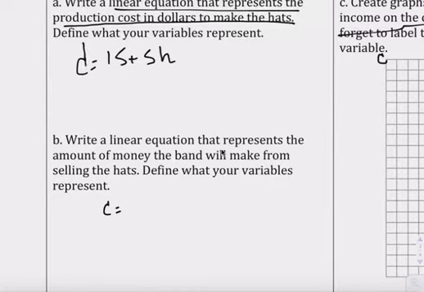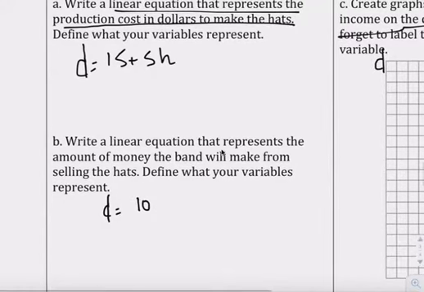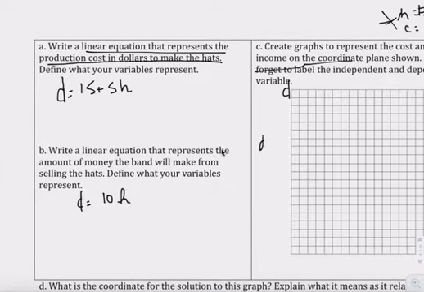why don't we just use D for dollar amount? Change that to D for dollar amount. 10H. Just put here dollar. Easier. Okay.